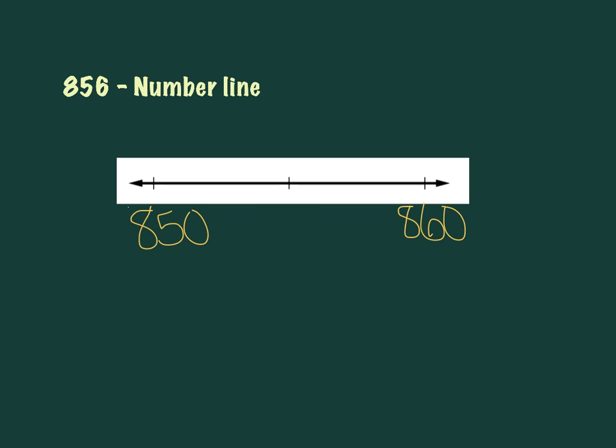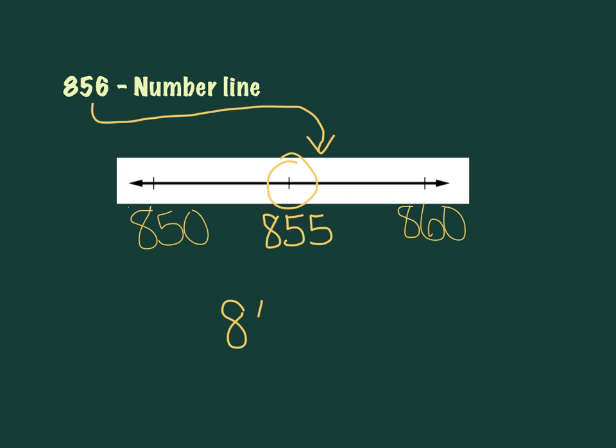Well, one thing that might help us with that question is to determine what goes in this middle spot right here. What is halfway between 850 and 860? Hopefully you figured out that 855 would be right in the middle there. So that means that our 856 would come after that on the number line, which in turn tells us that 856 is closest to 860 if we were rounding to the nearest 10. So that's the number line method.